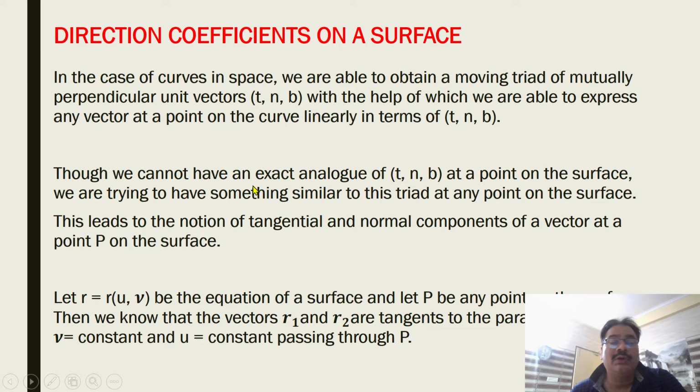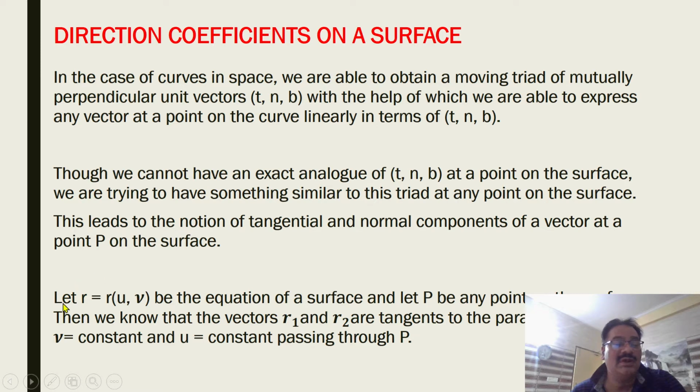Though we cannot have an exact analog of t and b at a point on the surface, we are trying to have something similar to this triad at any point on the surface. So this is the preamble of this discussion. This led to the notion of tangential and normal component of a vector at a point P on the surface.